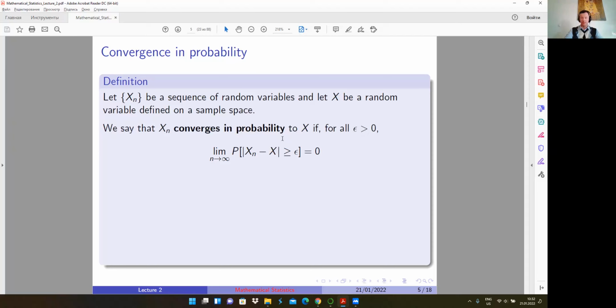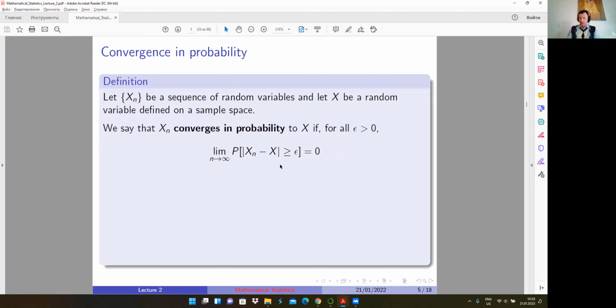I take some number. And then the probability that the deviation of my random variable xn from this variable x, and I take this as an absolute value, so I don't care whether it's a positive deviation or negative deviation, just deviation, is greater than or equal to the taken constant, goes to 0 in the limit when n goes to infinity. So the limit of this probability will be 0.